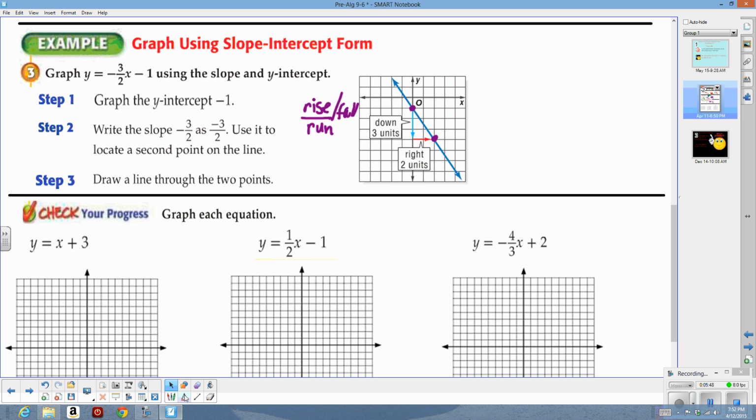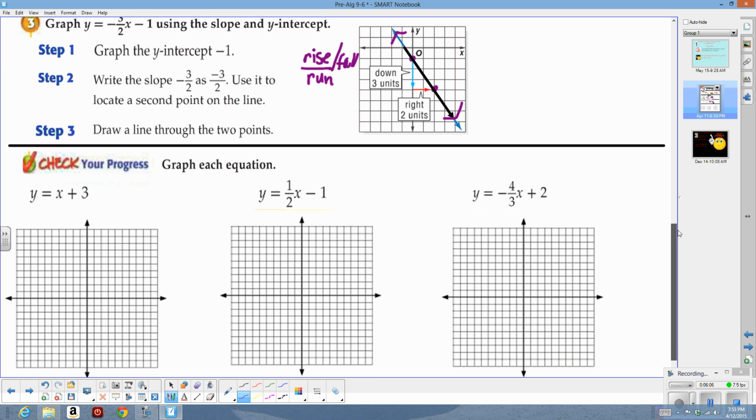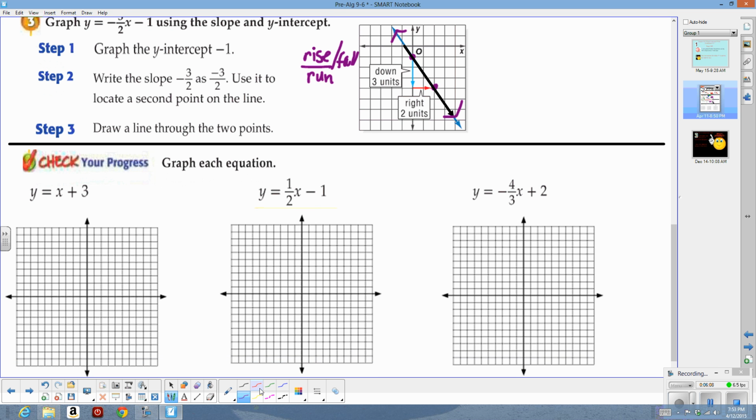And then the last step is to connect those points with a line and put arrows on the ends to show that it keeps going in both directions. Now you may want to pause the video and try these next 3 on your own. For the first one, y equals x plus 3.